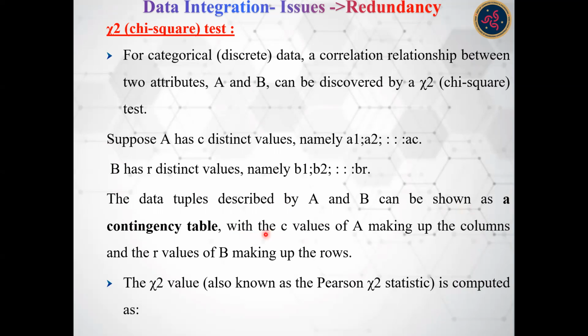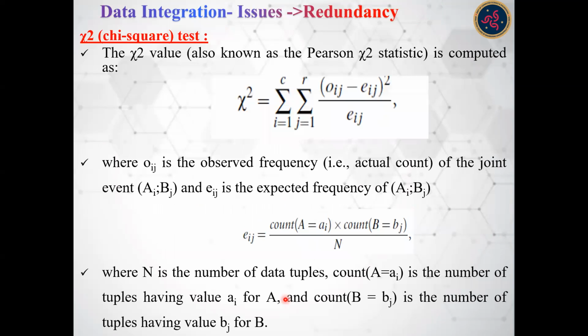A and B can be shown as a contingency table, with the C values of A making up the columns and the R values of B making up the rows. Okay, and this can be computed with the help of a table.